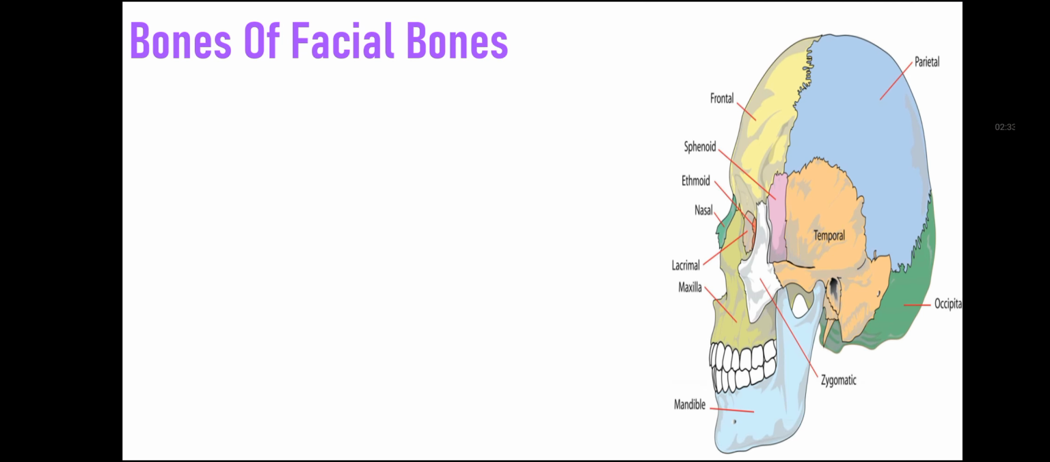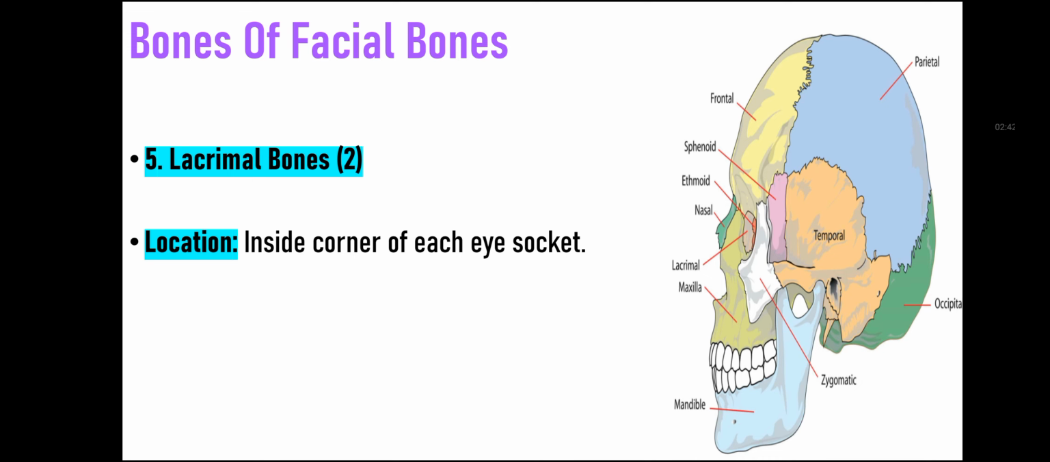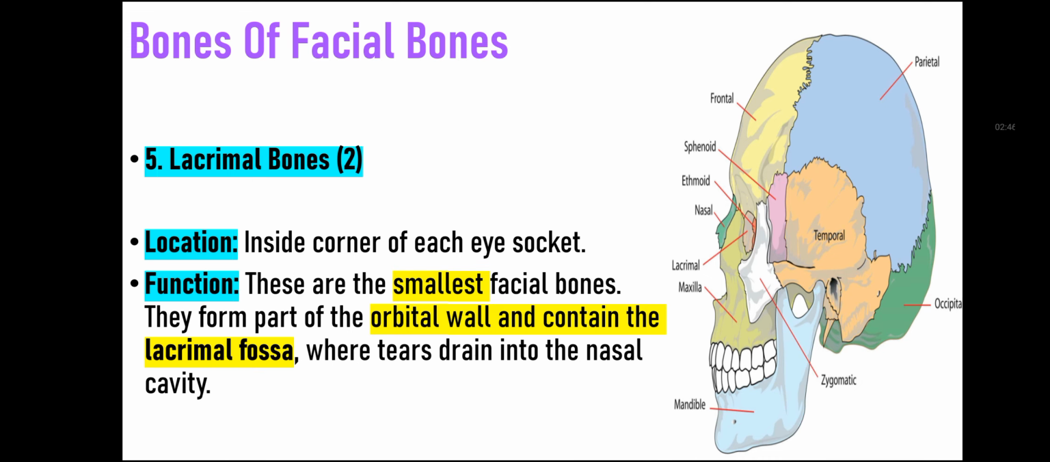Next facial bone is lacrimal bone. There are two in number, that means there will be two bones in every skull, paired bones. Location, they are present inside corner of each eye socket. Function, they are the smallest facial bone. They form part of orbital wall and contain the lacrimal fossa, where tear drain into the nasal cavity.